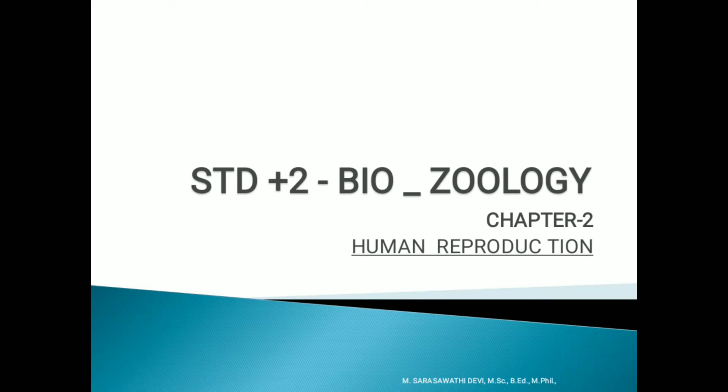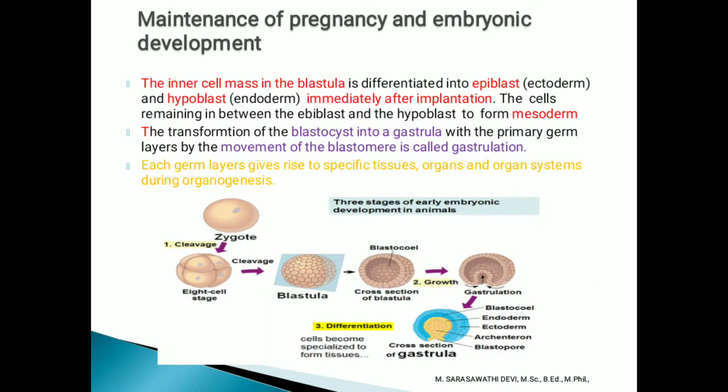In this class we're going to discuss the maintenance of pregnancy and embryonic development. The inner cell mass in the blastula is differentiated into outer epiblast, that means ectoderm, and inner hypoblast, endoderm. Immediately after implantation, cells remain between the epiblast and hypoblast to form the middle layer, the mesoderm.